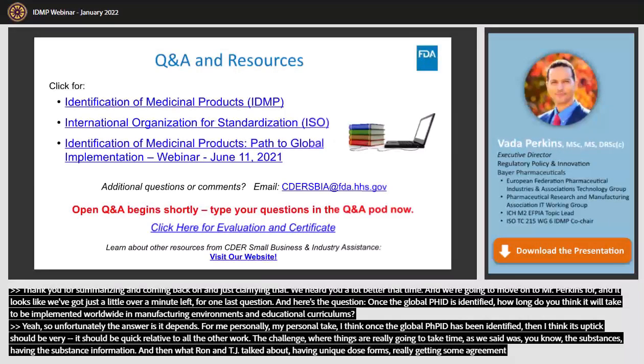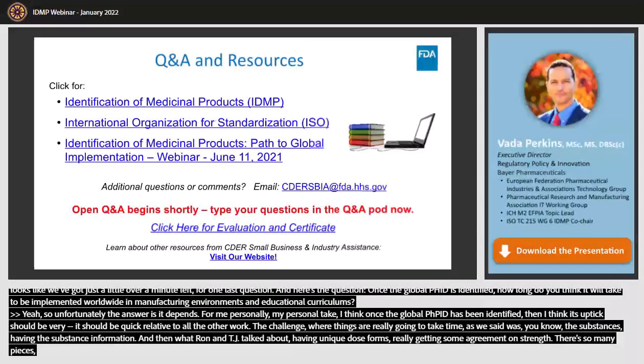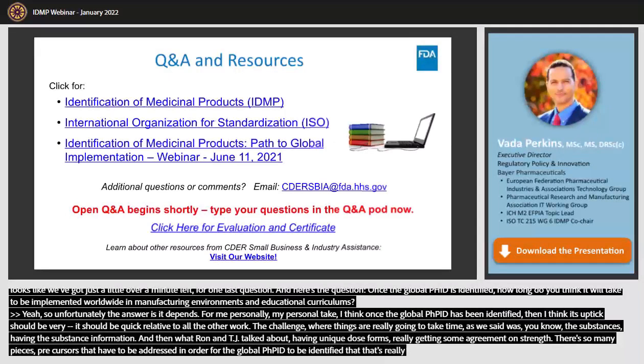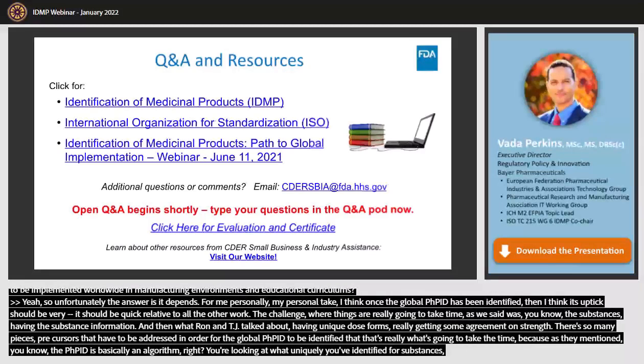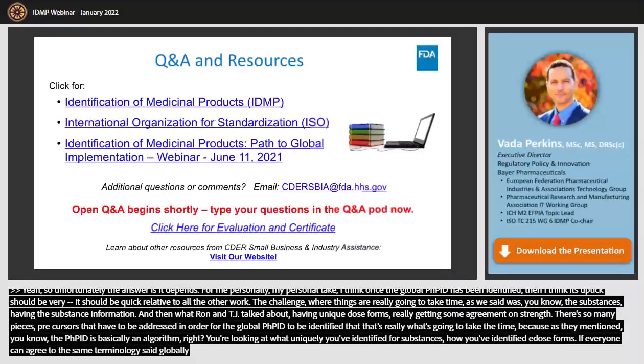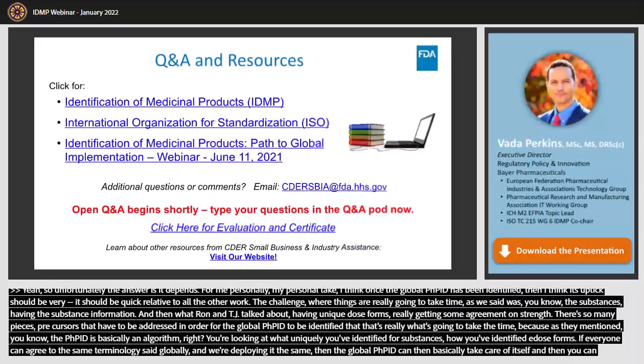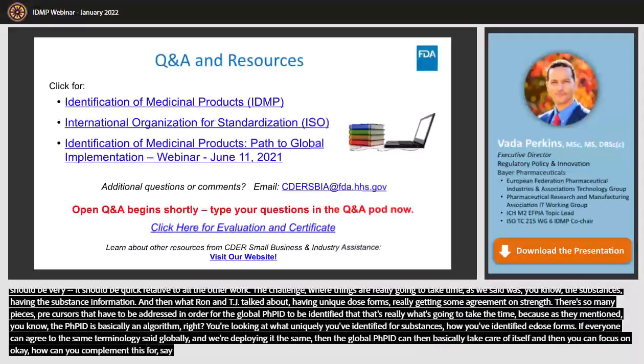There are so many precursors that have to be addressed in order for the global PHPID to be identified, and that's really what's going to take the time, because as they mentioned, the PHPID is basically an algorithm, right? You're looking at what uniquely you've identified for substances, how you've identified dose forms. If everyone can agree to the same terminology set globally, and we're deploying it the same, then the global PHPID can basically take care of itself, and then you can focus on how you can implement this for, say, Unicom and cross-border prescriptions and other things.